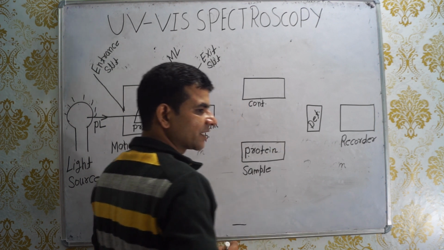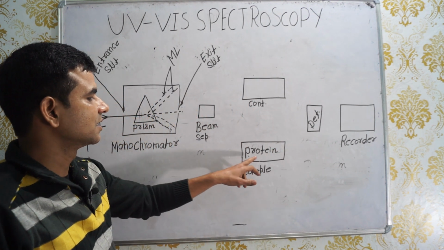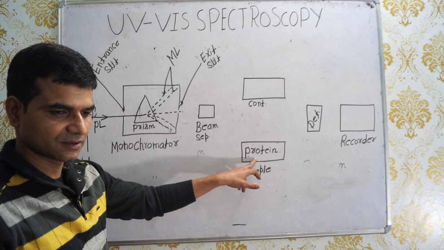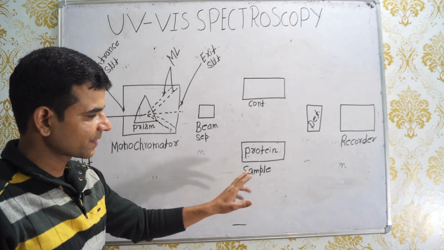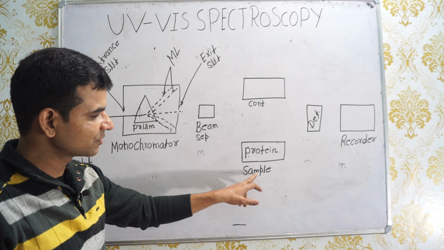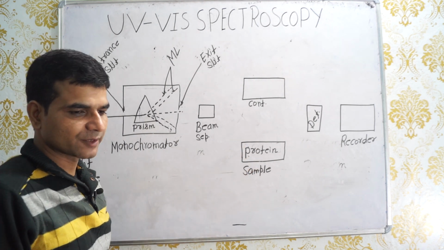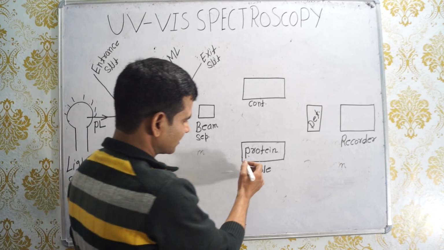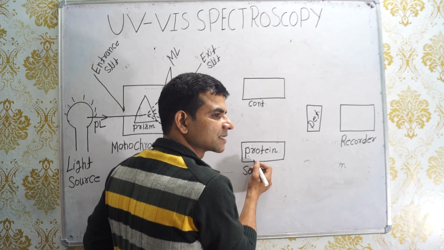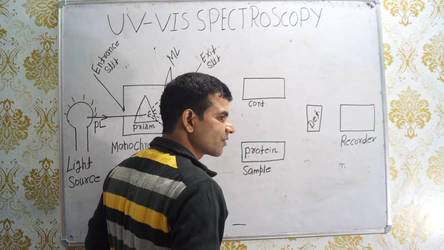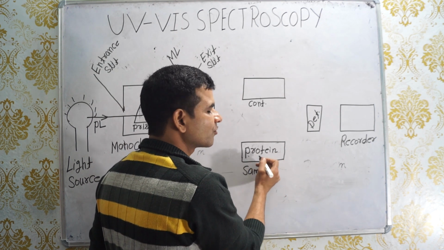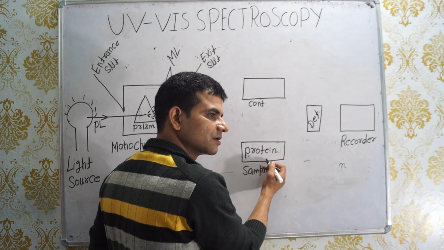And we want to find out the concentration of protein in this sample. Here again I am repeating, this is the sample chamber. In the sample chamber, the sample is kept in the form of liquid, and we are supposing that there is a presence of protein in the sample. And we want to find out the concentration of protein in this sample.